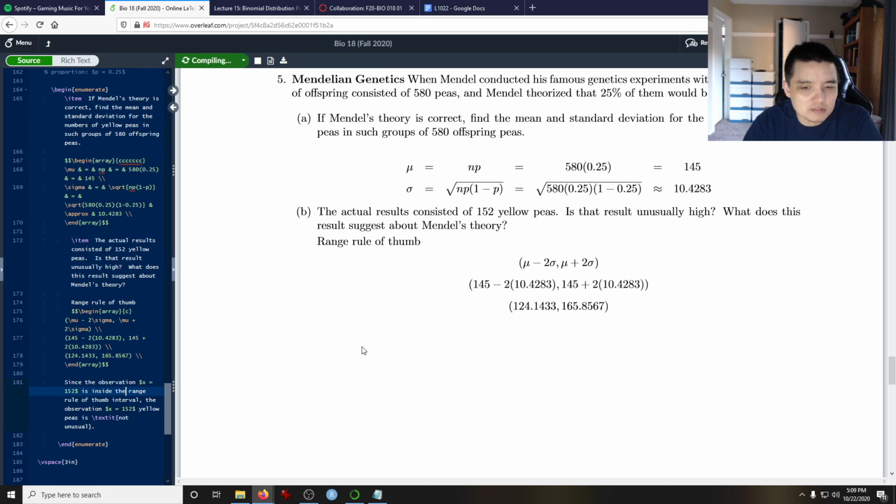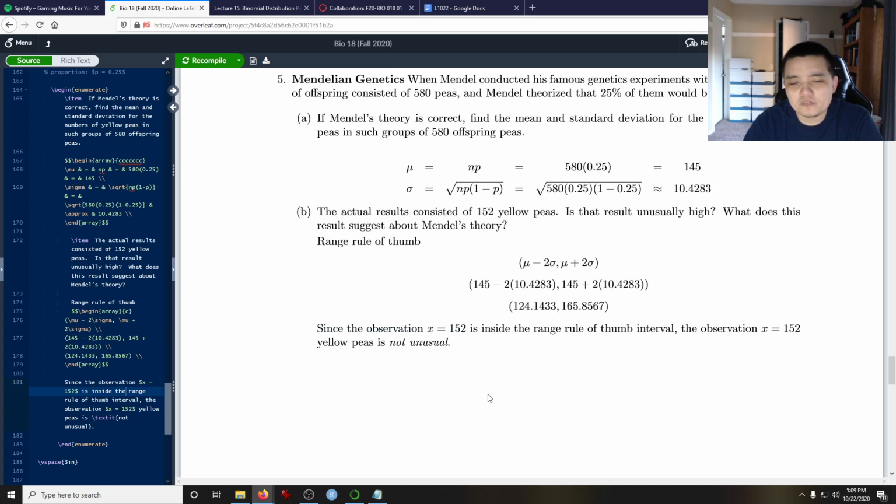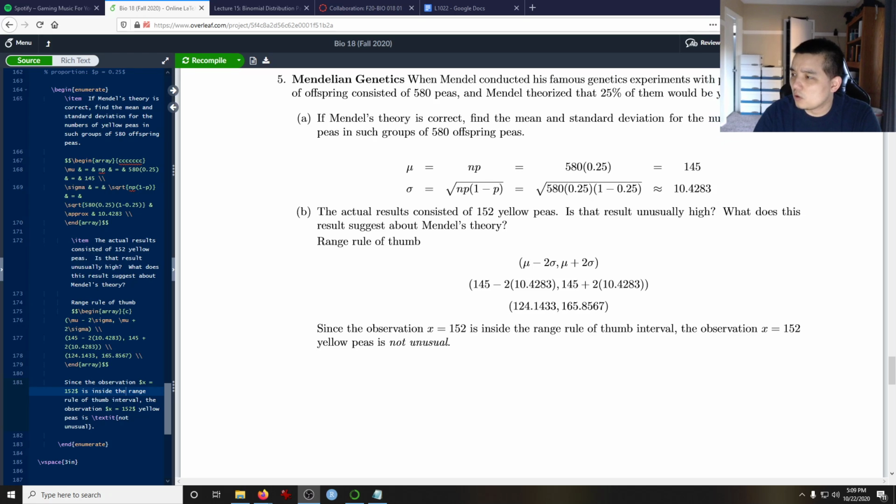And the way I'll describe this in a sentence, since the observation of 152 is inside the range rule of thumb interval, the observation of 152 yellow peas is not unusual. The 152 was higher than the 145 expected, but nevertheless, it's not unusual. Nothing of interest scientifically, really.